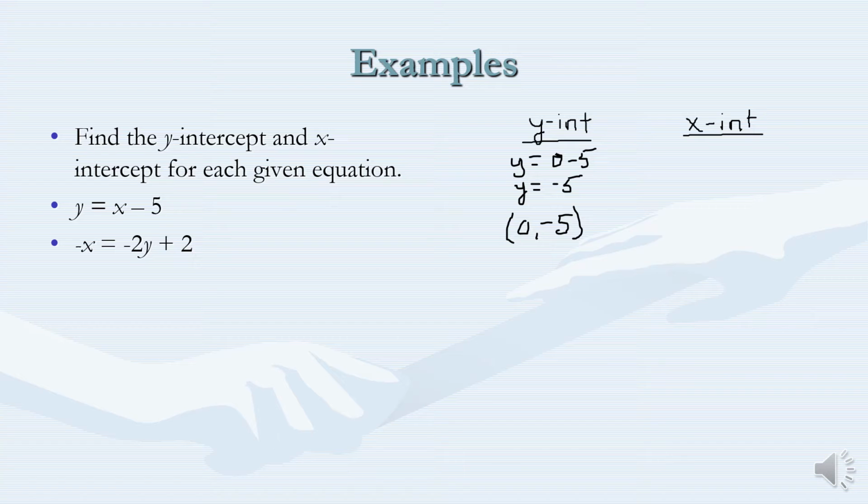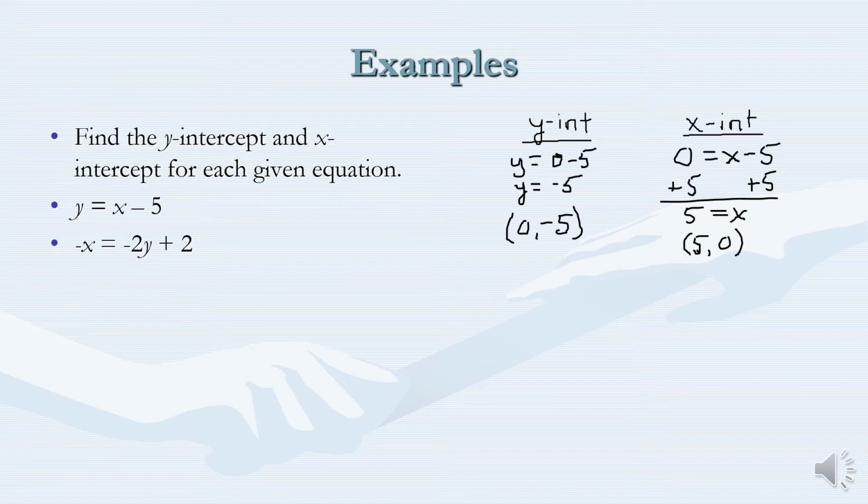Let's take a look at how to find the x-intercept. I need to plug in 0 for y, then solve for x by adding 5 to both sides. Remember, it must be in point form. So my x-intercept is (5, 0).